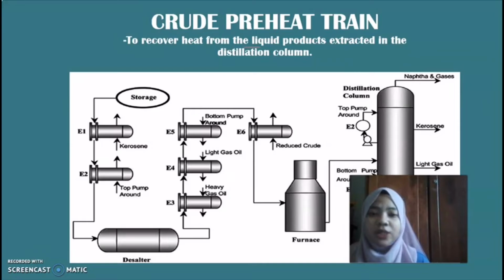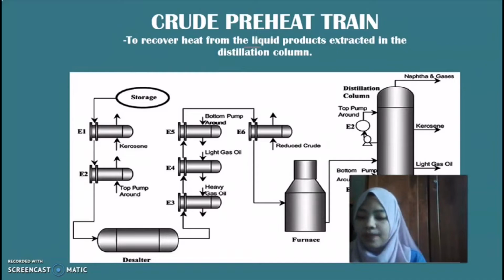The function of the desalter is to separate the salt and sediments. This will be discussed later by Nitya. After the crude preheat train, the crude will enter the furnace, and then enter the distillation column, which produces reduced crude, heavy gas oil, light gas oil, kerosene, naphtha and gases. Okay, I will explain the process of preheating.